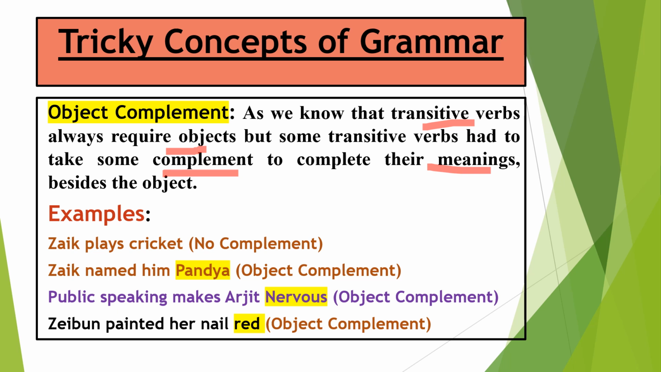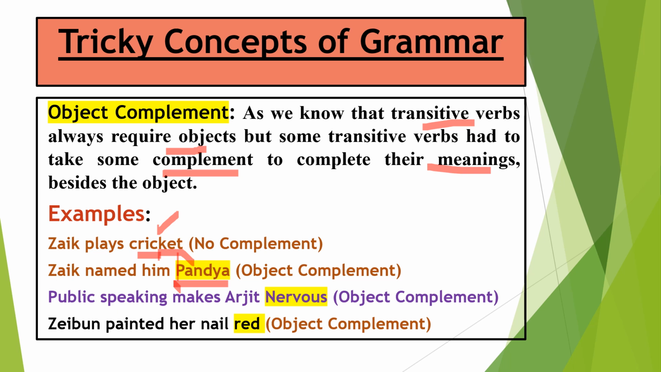Zach plays cricket. Now if you just see, this is a direct object, plays what, but there is no complement. Zach named him. If you just say, this sentence is complete till named him, but in order to avoid ambiguity or further questions, the speaker of this sentence has said Zach named him Pandya, one of the most famous players of the Indian cricket team and one of my favorite players as well. So Zach named him Pandya. This is an object complement, and this is providing extra information about this third person pronoun.